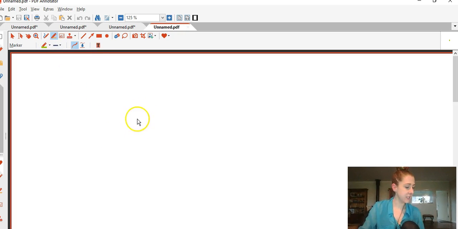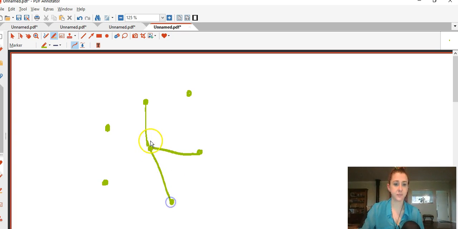Alright, so I'm going to start by drawing this up. I know I should copy and paste the examples, but sometimes it's just quicker to draw these up. So I've got these vertices in there and then these edges.